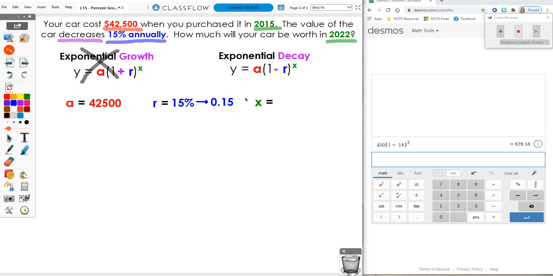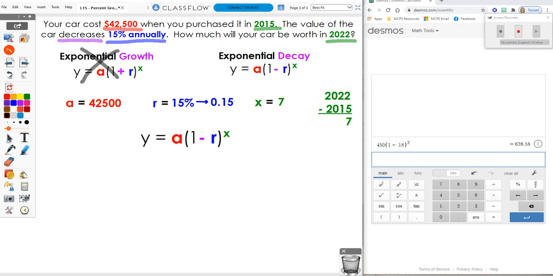And then last but not least, we need to know how much time we're talking about. Now, some people would put 2022 as our time period, but that means we're talking about 2022 years after when we started. So that's not going to be the answer. So what we want to do is we want to do this subtraction problem. From 2015 to 2022 is 7 years. So my time is actually 7 years.